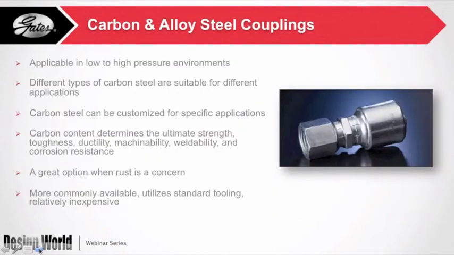Carbon and alloy steel couplings, again, applicable in everything from low to high pressure environments. Easily the most common coupling that you're going to encounter. Different types of steel are suitable for different applications, so you're going to have some that are going to be a little bit harder. Best way to continue to think about this is going to be different bolt characteristics for the grade setting on your bolts. You obviously don't want to use a softer steel coupling for something where you're going to have end pull or side load. You want to have the appropriate coupling.